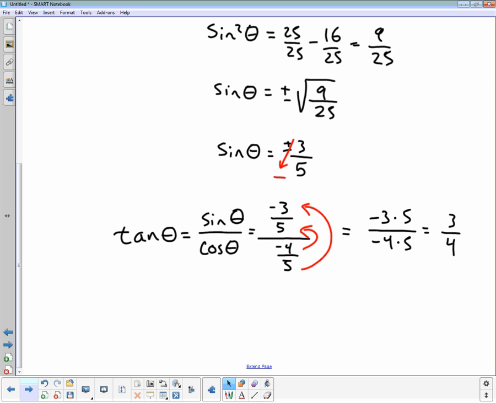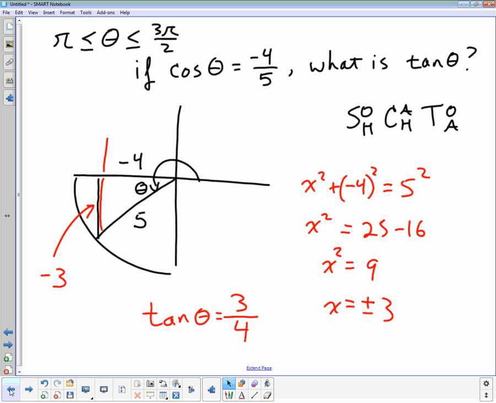So on a calculator, let's go back to the original problem. If you go to the calculator, and you have the cosine of theta is equal to negative 4/5, okay? So find theta. How do we get theta? Use the arc cosine. Remember, well, first of all, does it matter if you're in degrees or radians?